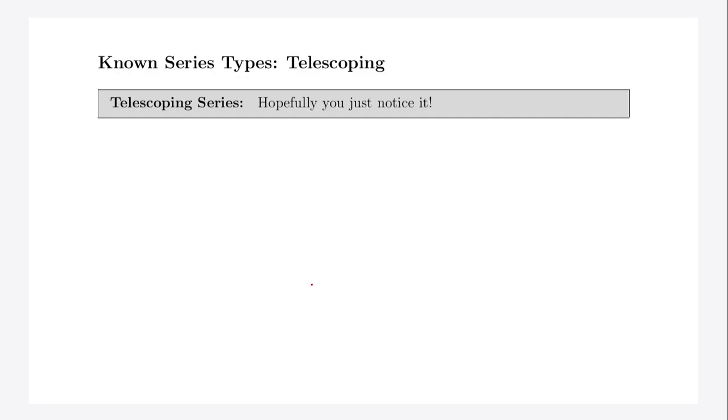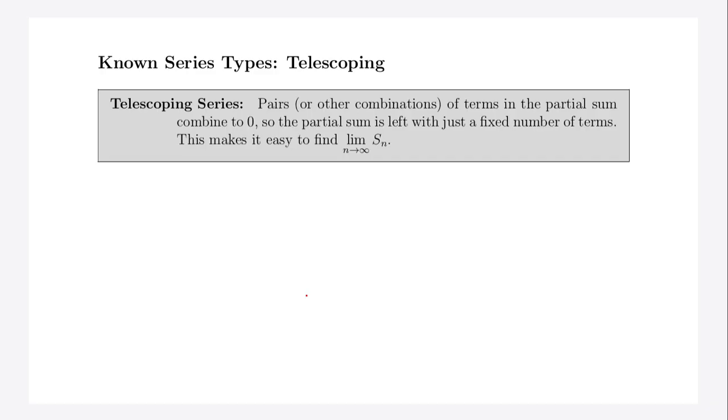The last type of series that we have is the telescoping series, and there's not really a nice definition for them. Hopefully you just notice it. Okay, there's a bit more than that. What we're looking for here is if you write out the partial sum, some pairs of terms or maybe combinations of pieces of terms in the partial sum add up to 0. And so whatever your partial sum is, in general, you're left with just a fixed number of terms. A lot of times it ends up being a first number and then some last term of your partial sum that's in terms of n. And so the whole point is it should make it pretty easy to find this limit. This is what we really care about here. And if you can find that limit easily, it works out really nicely.